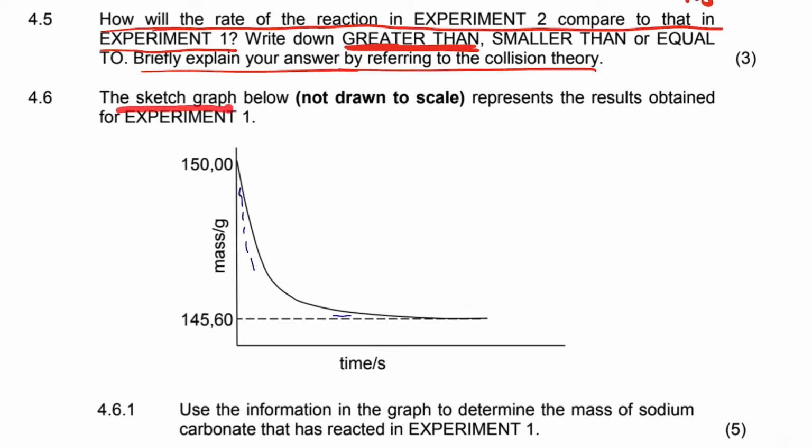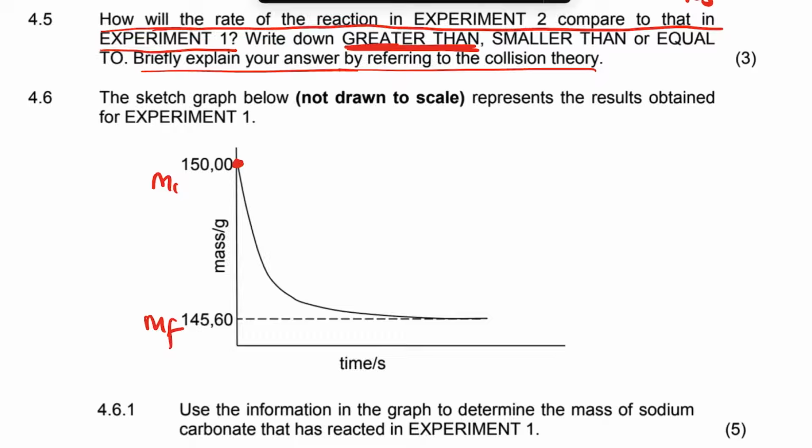Right, let's move to 4.6. It says the sketch graph below, not drawn to scale, represents the results obtained for experiment 1. This is experiment 1, right? The mass started there. As the carbon dioxide is emitted, the mass decreases up until the 19th second. That's when the reaction stopped. So this is the initial mass and this is the final mass, right?